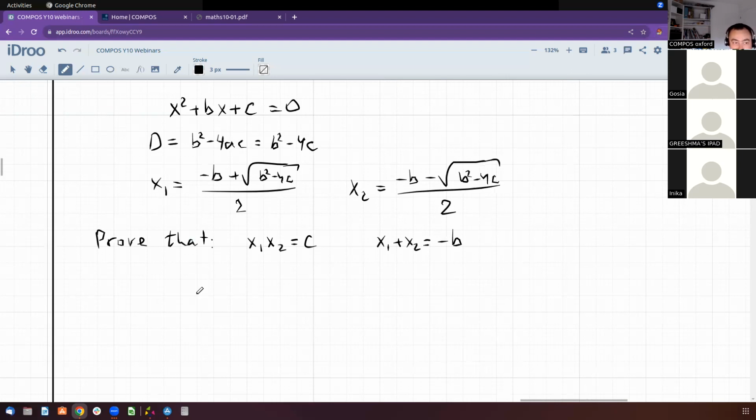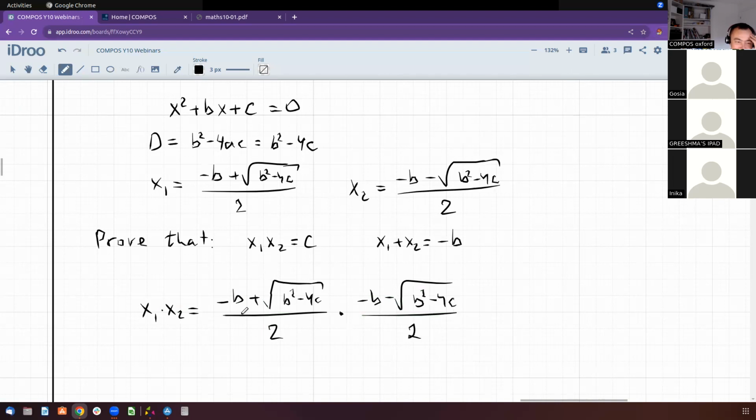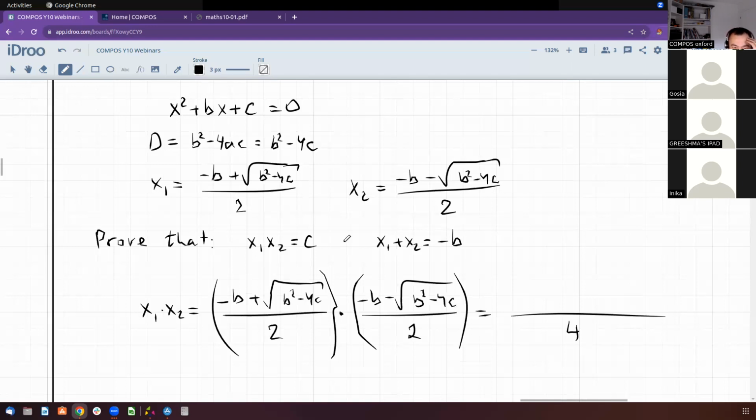Okay, so let's do it straightforwardly. We're going to get x1 multiplied by x2. So that's (−b + √(b² − 4c)) divided by 2, multiplied by (−b − √(b² − 4c)) over 2. We need to multiply these two fractions. 2 times 2 is 4. That's good. So we're going to multiply it out term by term: this times that, this times that, this times that, this times that.